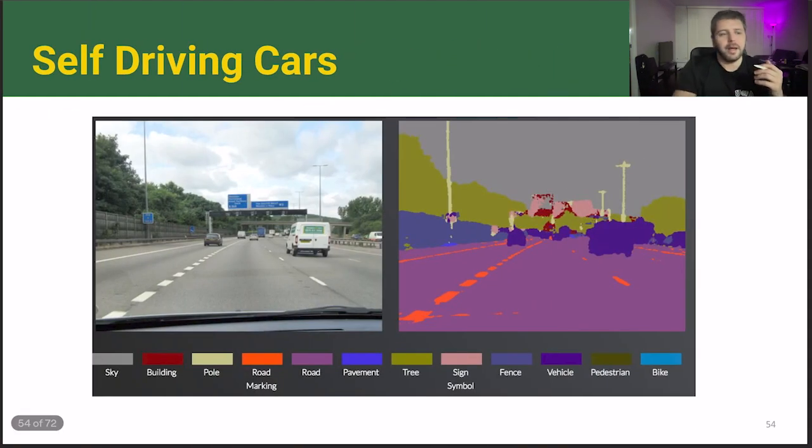And one main application for this is in self-driving cars.